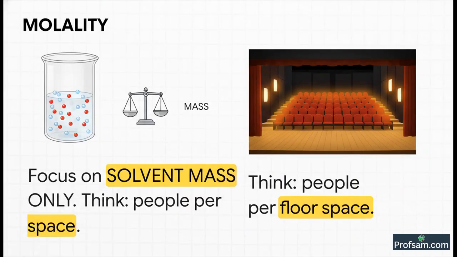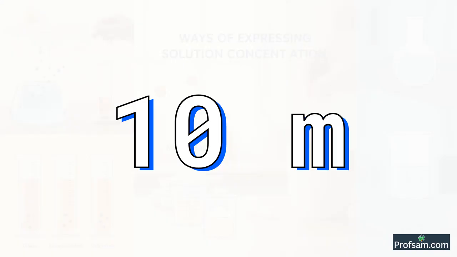Now, let's switch to our second lens, molality, written with a small m. Molality is different. It completely ignores the total volume. It only cares about the mass of the solvent, the water we started with. This is like people per acre of floor space, where we are only measuring the floor. So we used 100 grams of water, which is 0.1 kilograms, and molality is moles of solute per kilogram of solvent. So it is simply 1 mole divided by 0.1 kilograms, which gives us 10 molal.